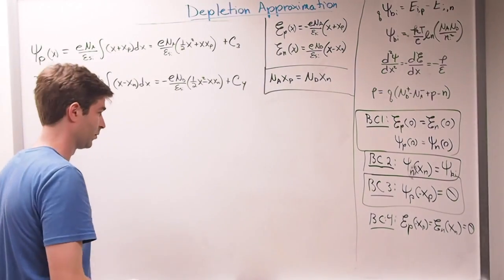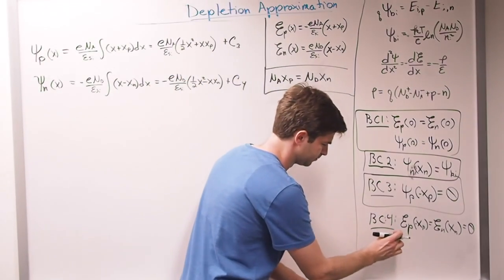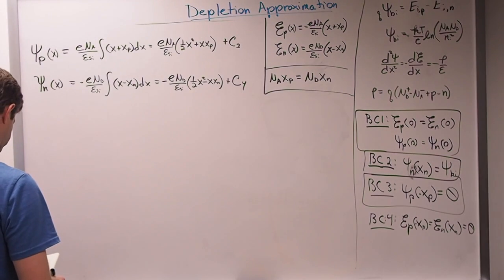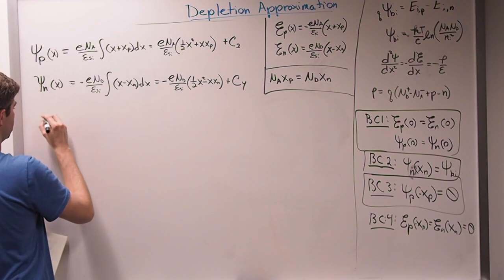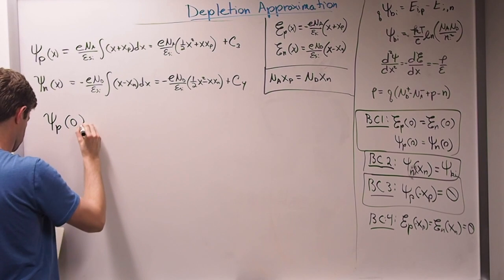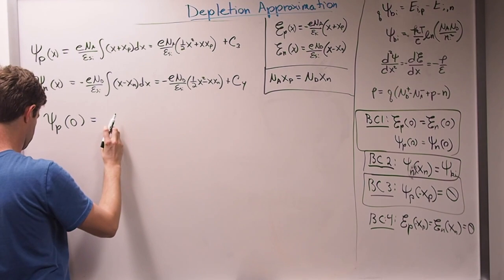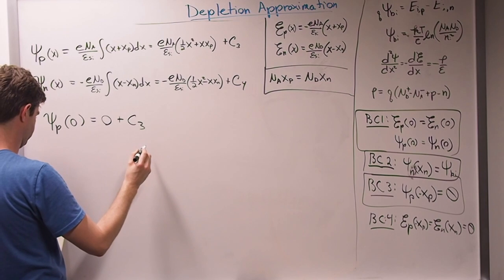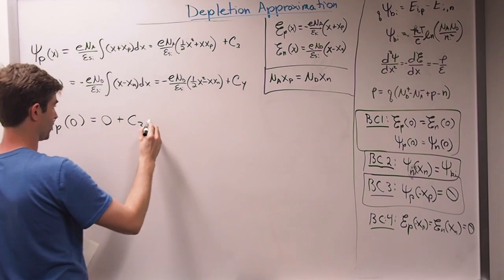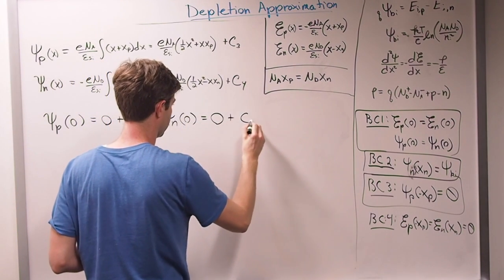So another thing we can do here is, at psi p of 0, it's equal to 0 plus C3. And it's also equal to psi n of 0, which is equal to 0 plus C4.